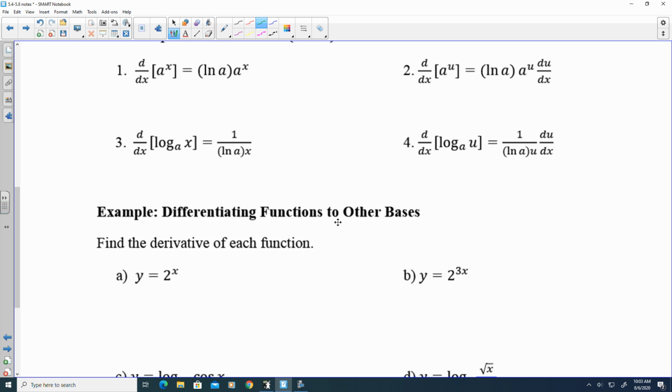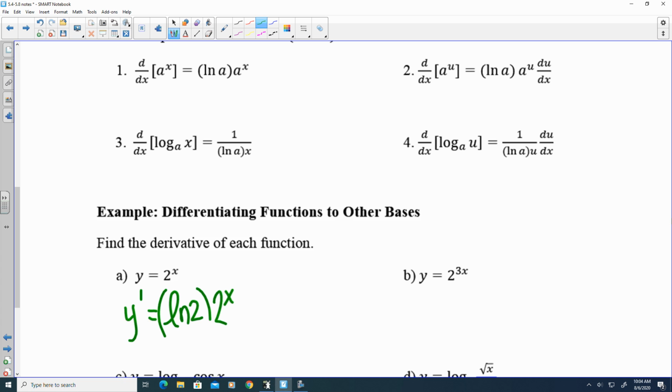And if you get lucky and get a question like letter A here, then we just treat the x like the u, and we would just multiply by 1 in the end, which is the derivative of the exponent there. Okay, so natural log of the base, natural log 2, leaving the exponential part alone, times the derivative of the exponent. That's it.